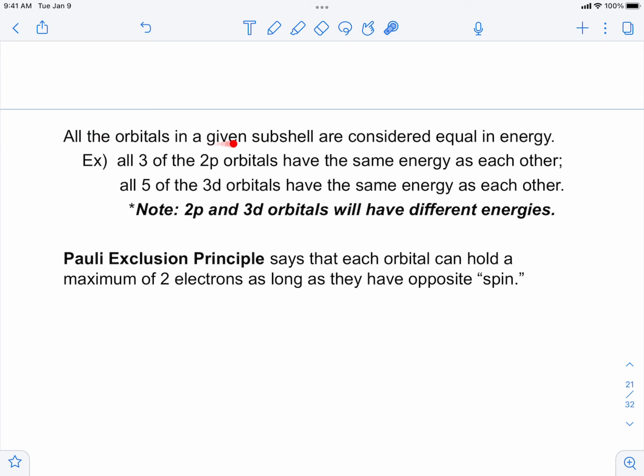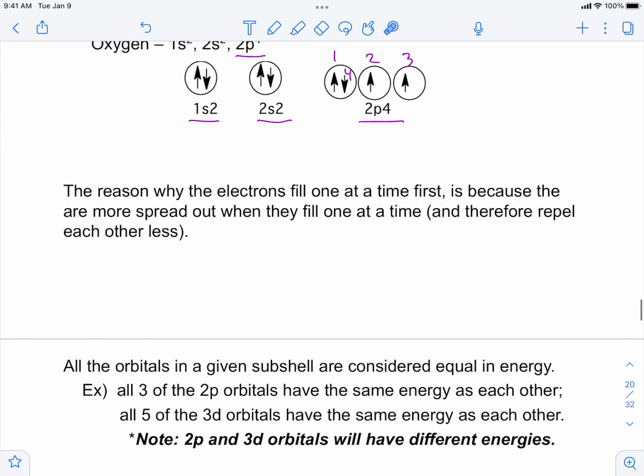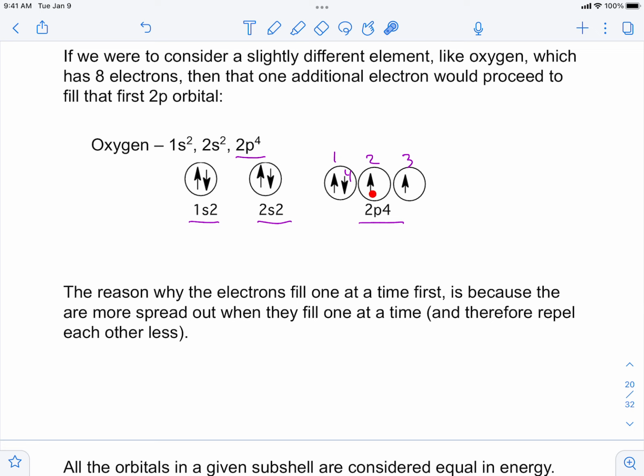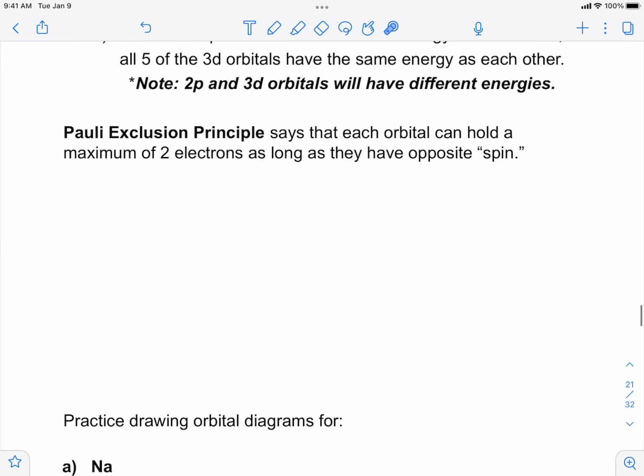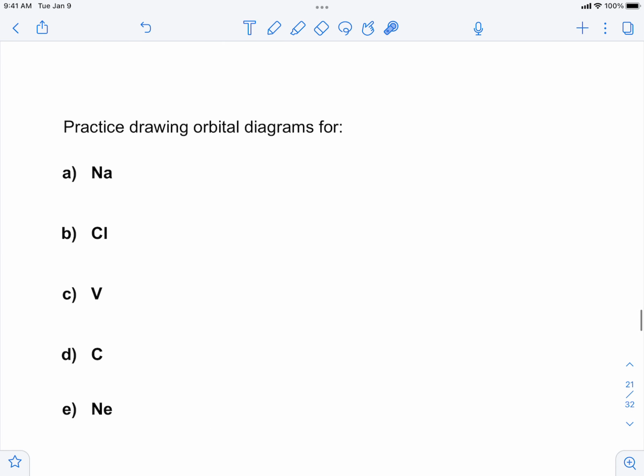All other orbitals in a given subshell are considered equal in energy. What that means is that these 3 orbitals here, they're all equivalent as far as energy, as far as distance from the nucleus. But these guys and this guy are not totally equal. I know they're both in energy level 2, but do you remember that chart which showed which one was closest to the nucleus? How this was slightly closer than this was? Okay, so there's a difference, right? If they're in the same energy level, they're close, but there's still a slight difference. Okay, so let's do a couple of these just to kind of reinforce this.